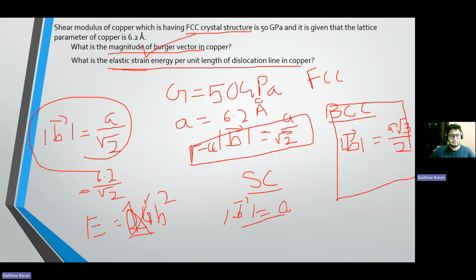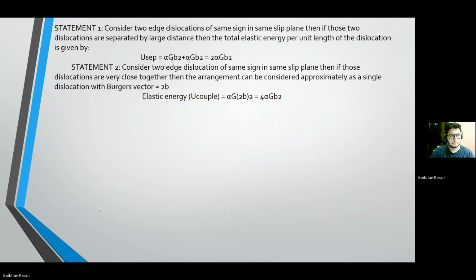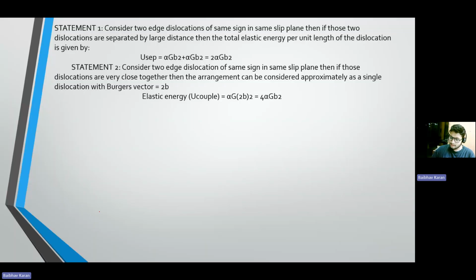And we know the value of G. It is given in the question. And we know the value of the magnitude of b. We found it here. So now we can calculate the elastic strain energy per unit length, right? So we found all the values and we solved this question. Then we have another question. This is the last question for this session. Then we will be ending the session.